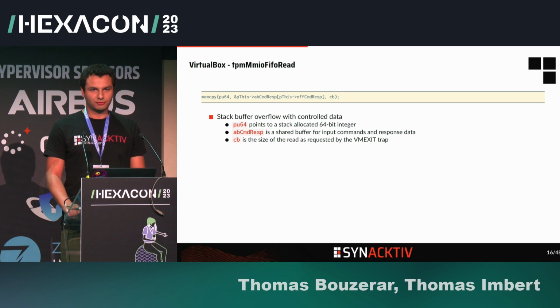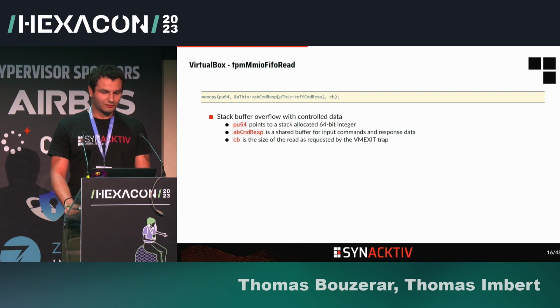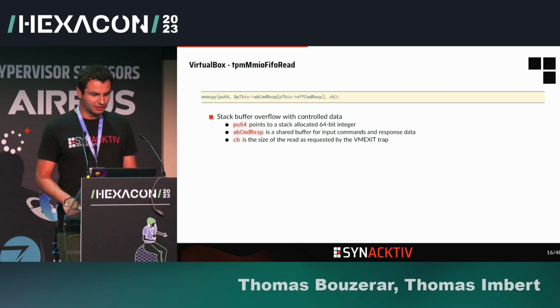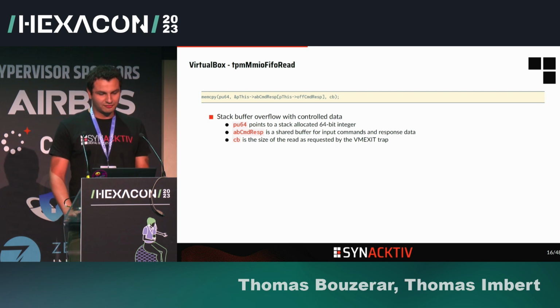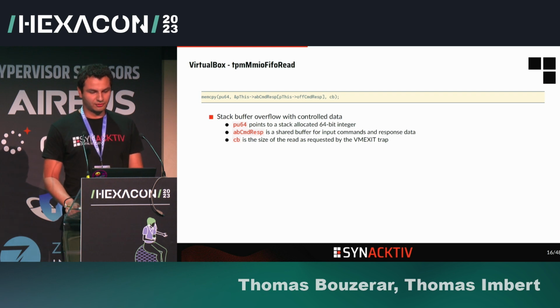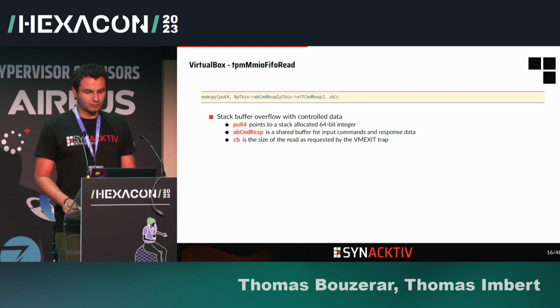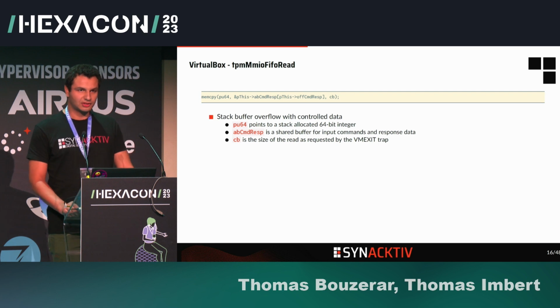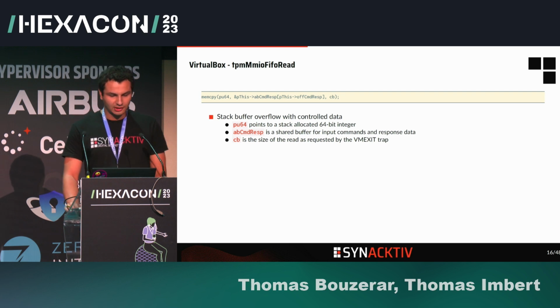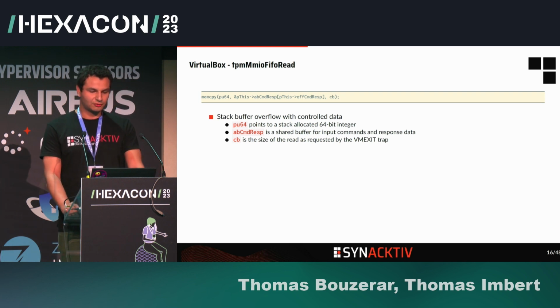So it was really trivial to find this stack buffer overflow, because the first file we opened, we just found this vulnerability. And we have a controlled stack buffer overflow to a stack allocated buffer with controlled buffer, because the ab cmd resp buffer is used both for input commands and response data from the virtual TPM. And finally, the CB is the read size requested by the VM exit.